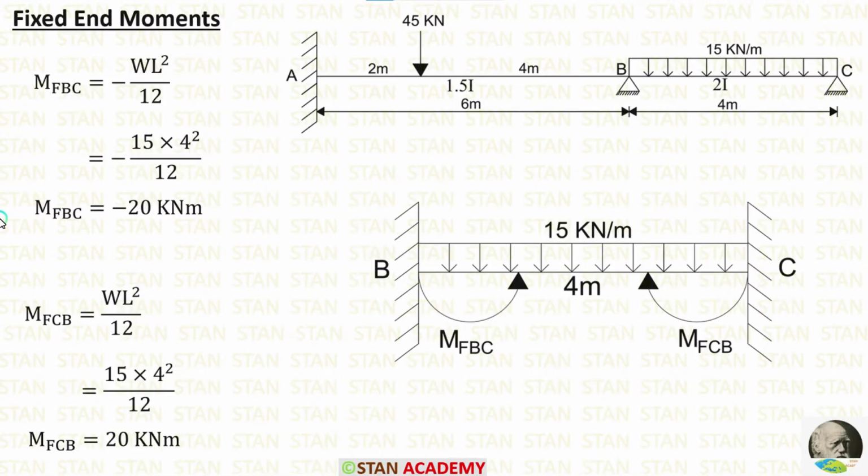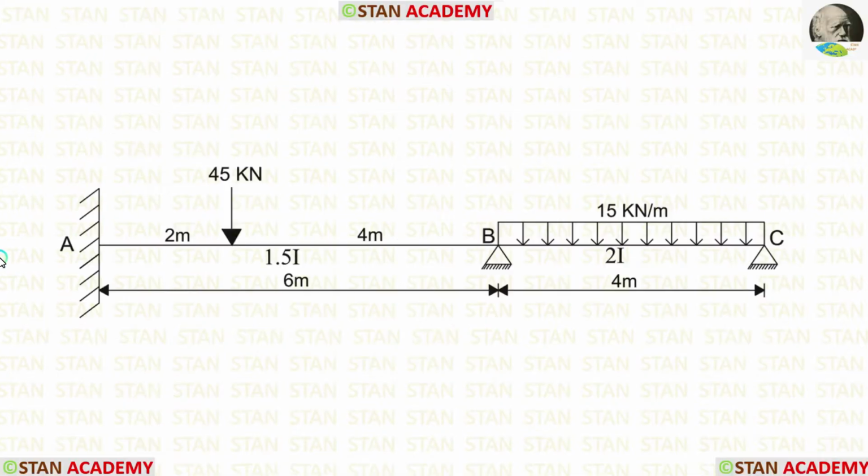Now let us make the fixed end moments in the span BC. In the span BC, we are having a UDL acting for the full span. We already saw the formulas for the fixed end moments. Let us apply the values inside the formula. W is 15 and L is 4. After calculations, we are getting M of BC is equal to minus 20 kN meter and M of CB is equal to 20 kN meter.